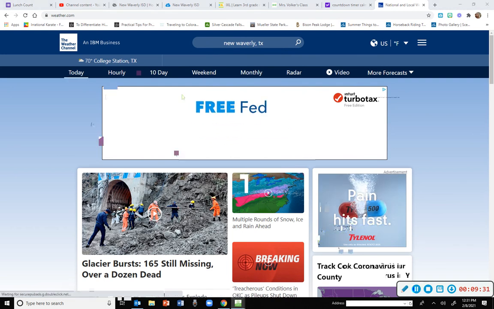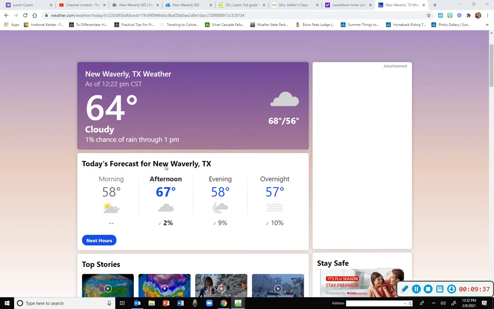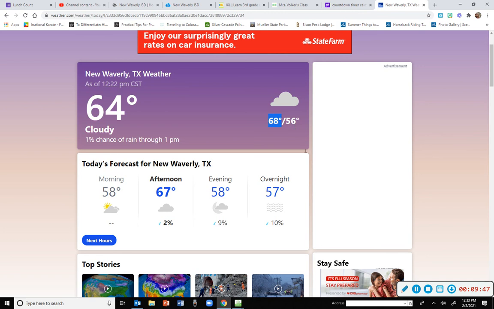Okay, so here's New Waverly. We have 64 degrees, and that's Fahrenheit. We're going to go ahead and put the high and the low. So over here on the right, you guys see where it has two temperatures? Yes. 68 is the high, and 56 is the low.